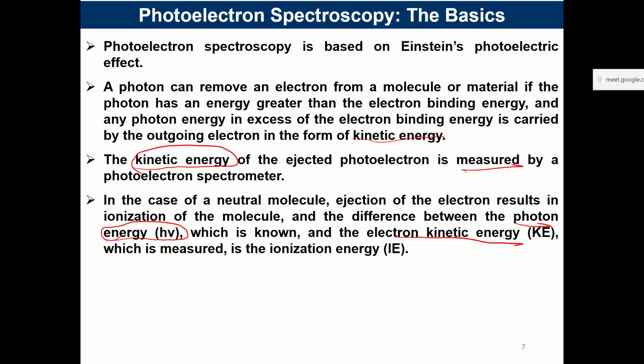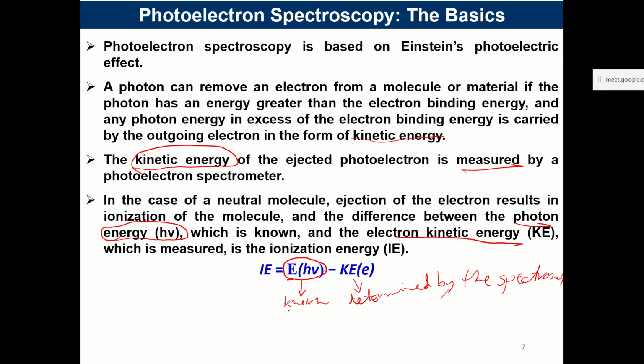And this analysis gives you the ionization energy in the case of isolated molecules. When you have an isolated molecule, the energy you are giving is known prior to the experiment. So the kinetic energy is to be determined by the spectrometer. In this manner, you can determine the ionization energy, and the negative of the ionization energy is the energy of the orbital. So the energy of the orbital can be known in such situations.